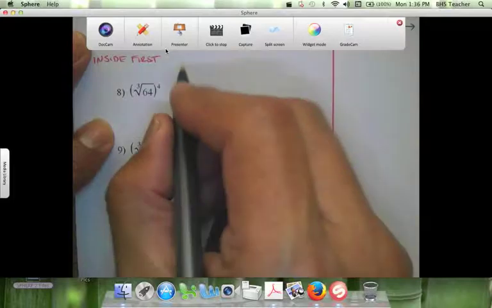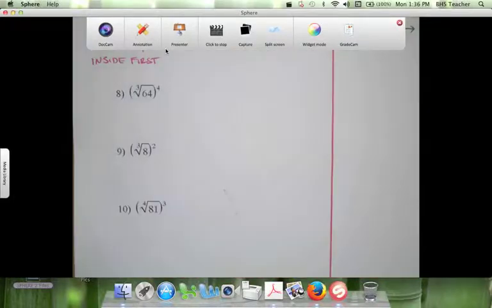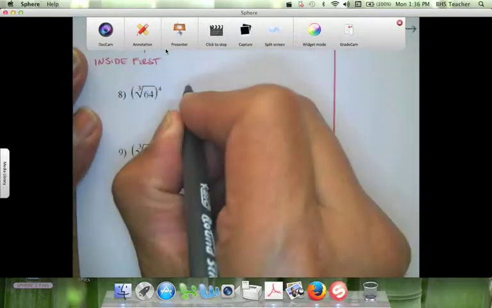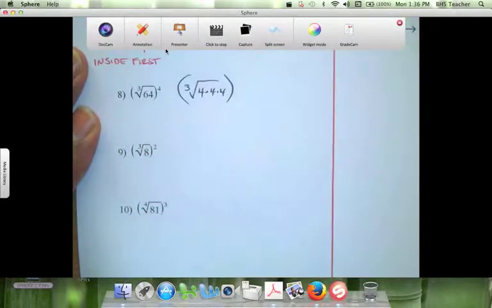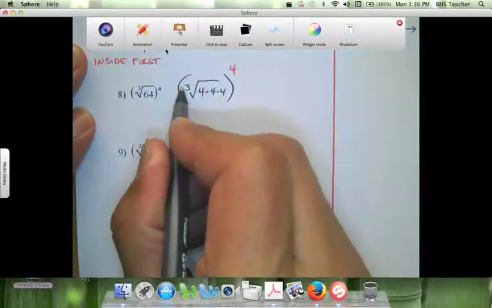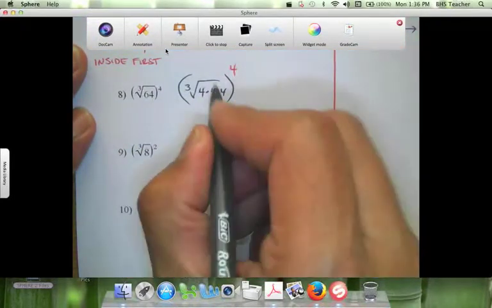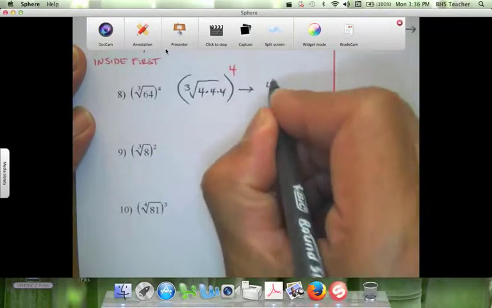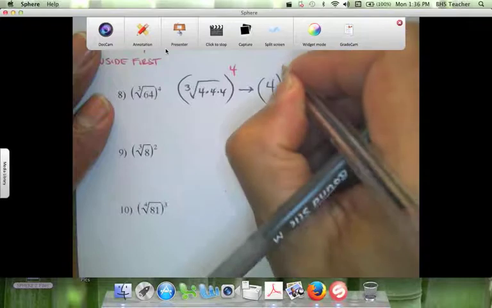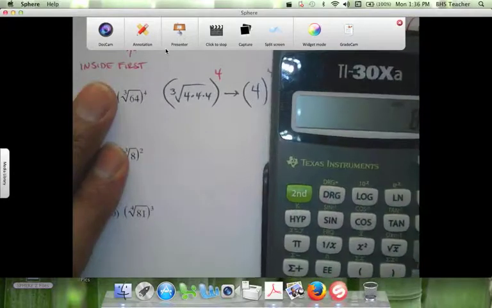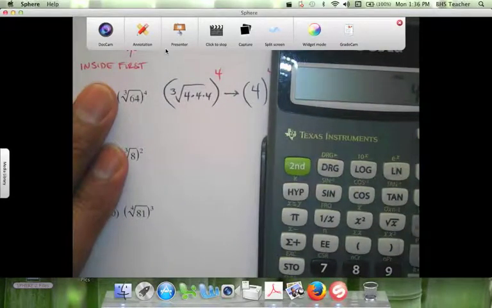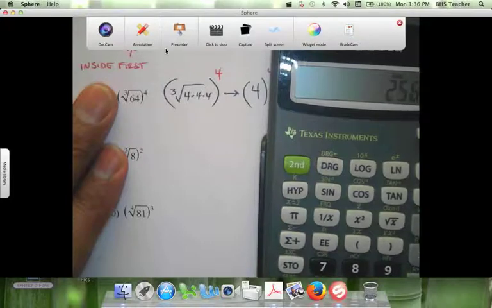Okay, number 8. The cube root of 64, when you do that on the calculator, it'll tell you that the cube root of 64 is 4. So that means 4 times 4 times 4. But then that's raised to the power of 4. The cube root of 64 is 4. So the answer you're getting here is just 4 to the power of 4. Use your calculator for that. 4 to the power of 4 is 256.